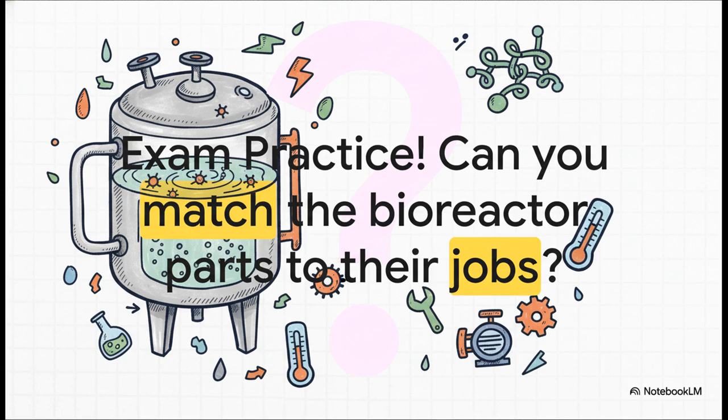Agitator, that helps in mixing, of course. Sparger, that provides the air. Baffle, what does it do? It breaks the vortex. And the jacket, well, that helps control the temperature. See, super easy marks right there for you.